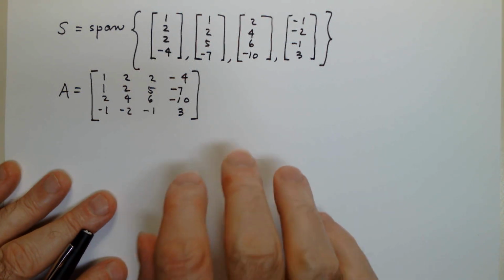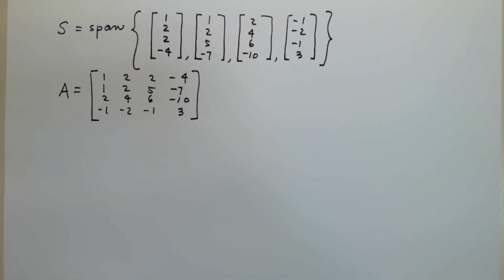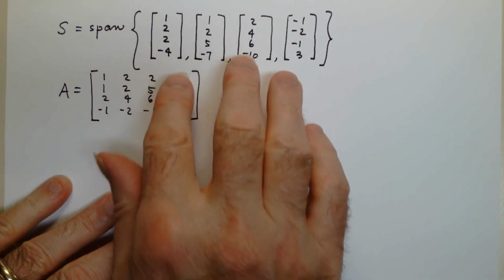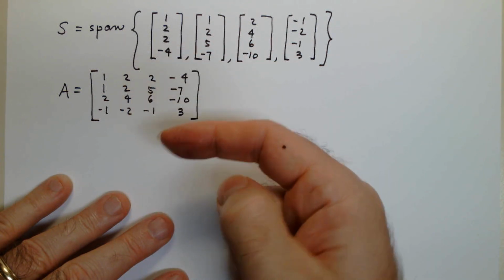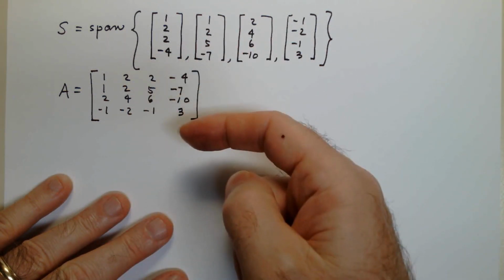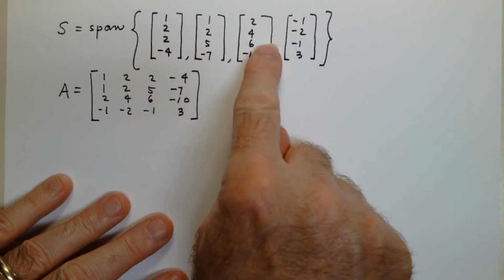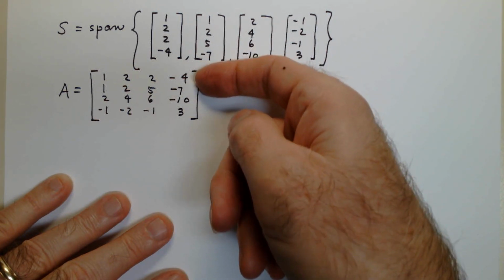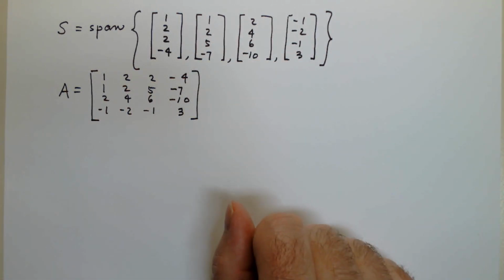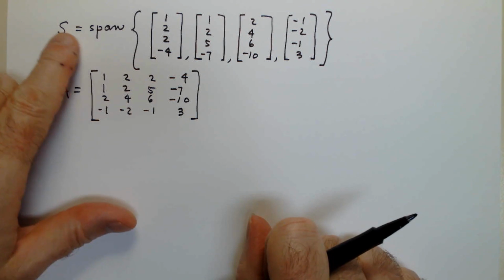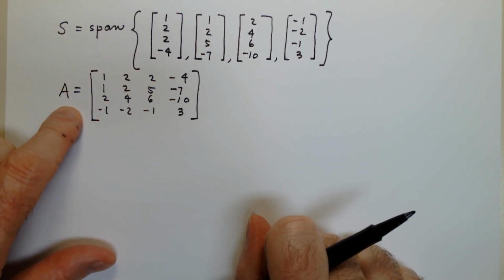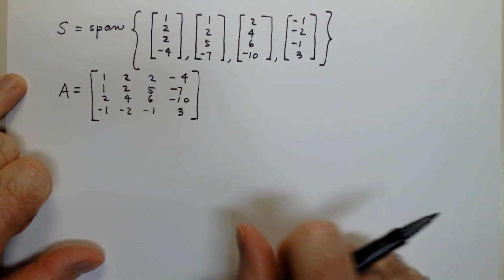All right, now let me show you a method that's always going to work to solve a problem of this type. I'm going to take these vectors, which have been given to me as columns, and I'm going to turn them into rows and feed them into a matrix row by row. So I've simply taken these four columns and made them the successive rows of this matrix, and I'll call that matrix A. So the first observation is that this set S can be thought of as the row space of the matrix A.